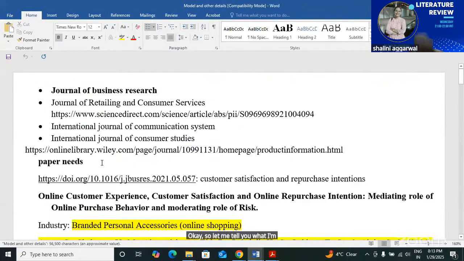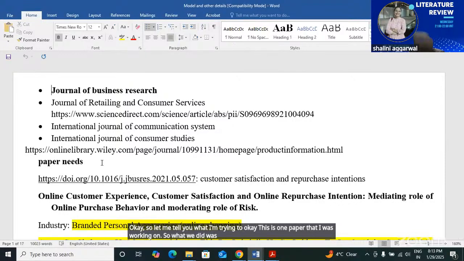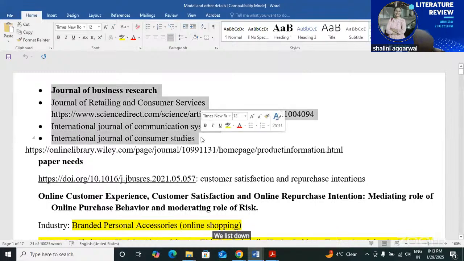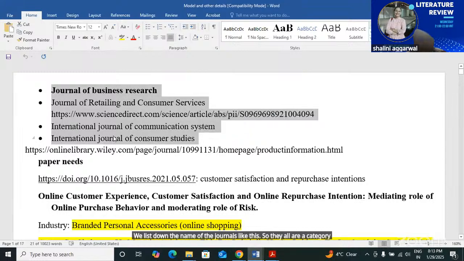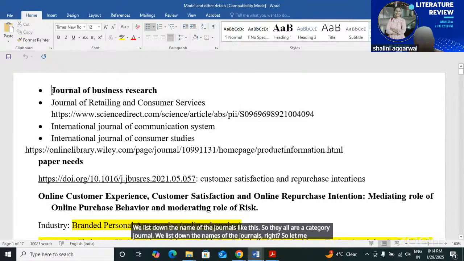Okay, this is one paper that I was working on. We were targeting an A category journal. So what we did is we listed down the names of the journals like this. They all are A category journals. We listed down the names of the journals, right? So let me tell you how we go for it.